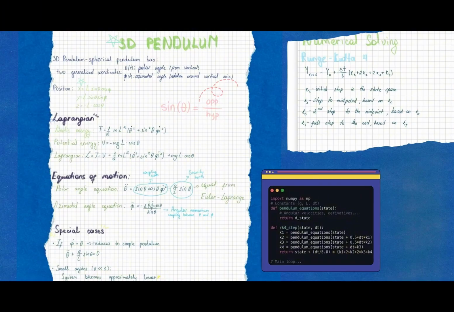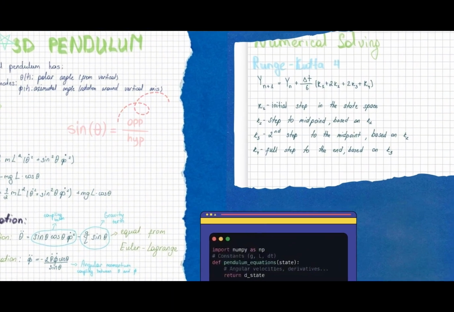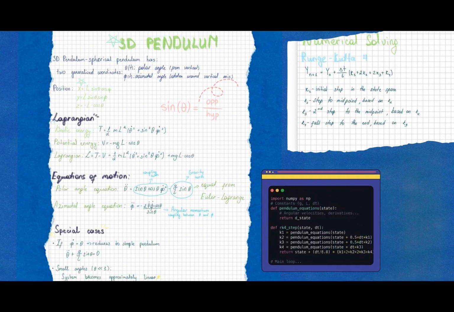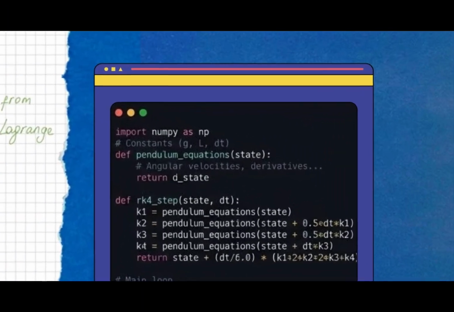Why numerical methods? Since we can't find the exact solution, we use numerical methods. The idea of numerical solving is simple. Instead of solving the equation directly, we simulate the motion step by step in time. We start from initial conditions. One, the initial angles. Two, the initial velocities. Then we compute how the system evolves over very small time intervals. For this, we use the Runge-Kutta method, RK45. This method is powerful because it gives good accuracy.